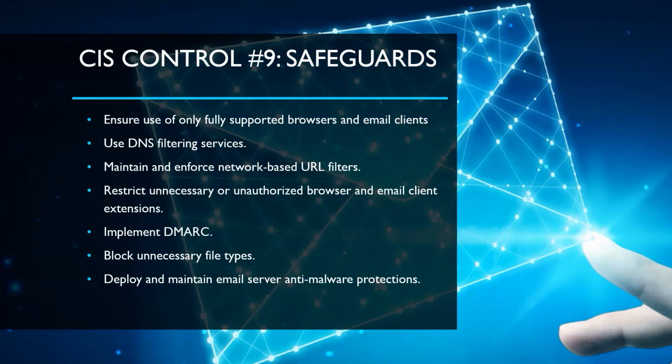Could be block lists that you're ingesting from a threat intel feed or something like that. So the URL filters can be implemented in a number of different ways. Another safeguard is restricting unnecessary or unauthorized browsers and email client extensions. So again, let's reduce our attack surface, right?